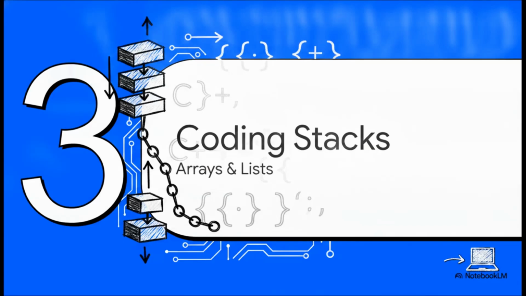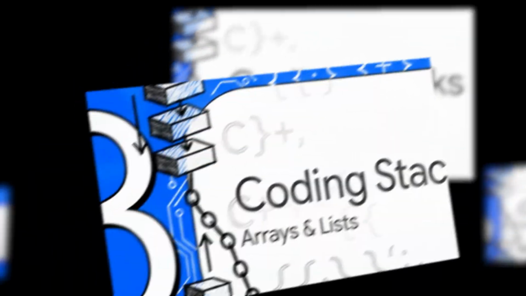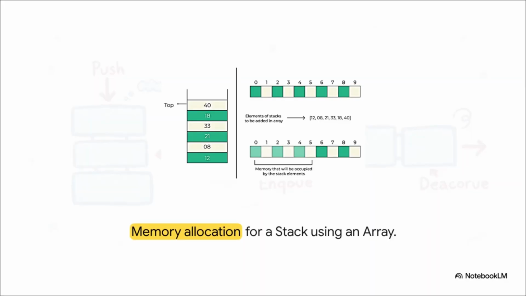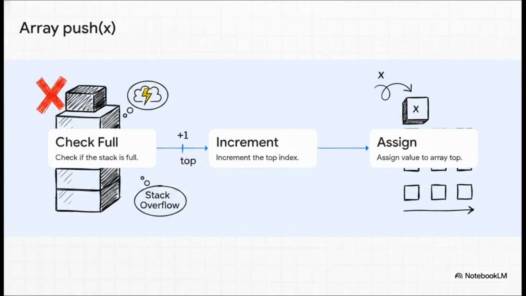Okay, section 3, coding stacks, arrays and lists. Let's look under the hood. When an array allocates memory for a stack in C++, we set a fixed capacity upfront, say space for exactly 10 elements. We then use a special integer variable called top. When the stack is completely empty, top is set to -1. As we add elements, top simply moves up to track the index of the highest occupied space in that continuous block of memory. The crucial point here is the logic behind pushing an item into this array.